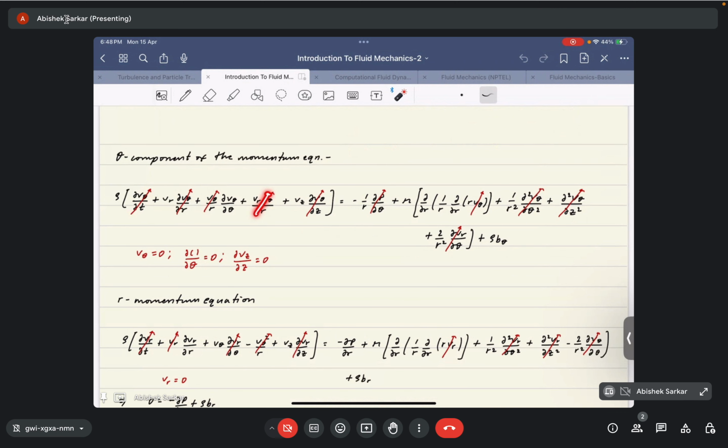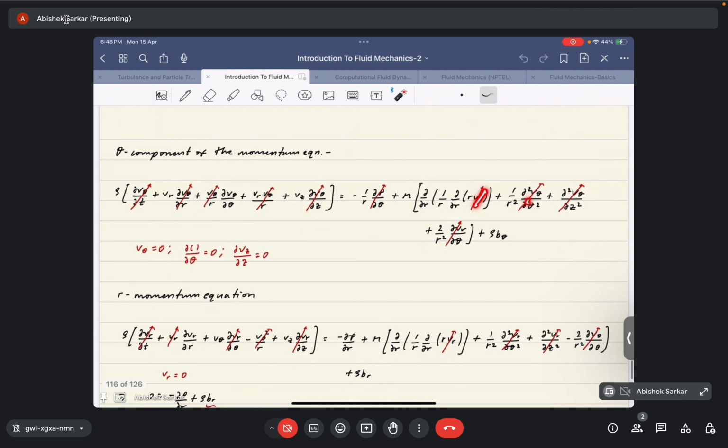Again, v theta is 0 in this term, so v theta will go out. Basically all the velocity terms will go out because v theta is 0, so this is 0, this is 0, this is 0, this is 0, and we are left with rho b theta and 1 by r dou p by dou theta.